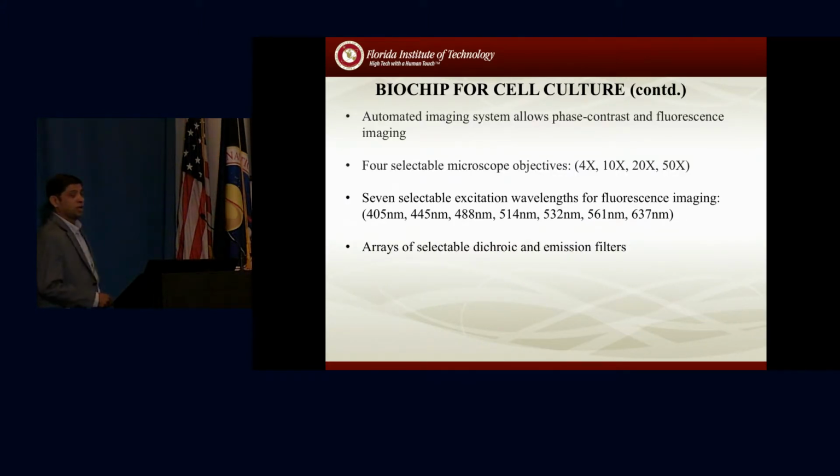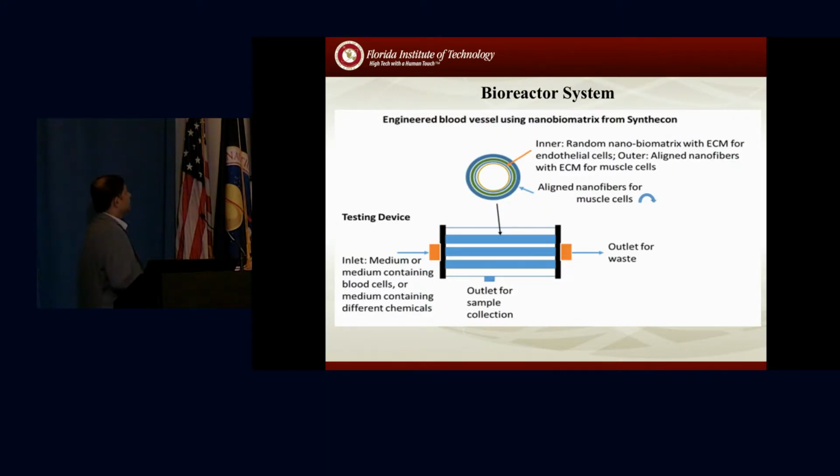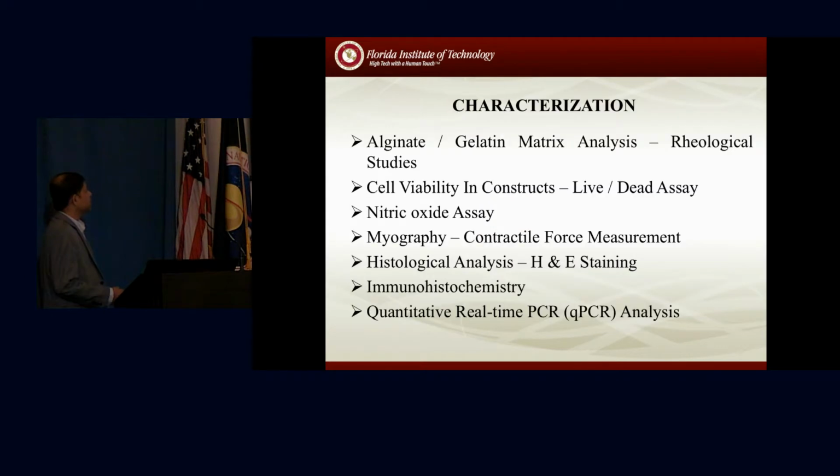So this has different capabilities: you can do a lot of phase contrast and fluorescent microscopy imaging. It has different objective lenses and 7 different wavelengths. This system we are testing right now in a simulated microgravity environment. And we have also been using a bioreactor system, which is very standard.